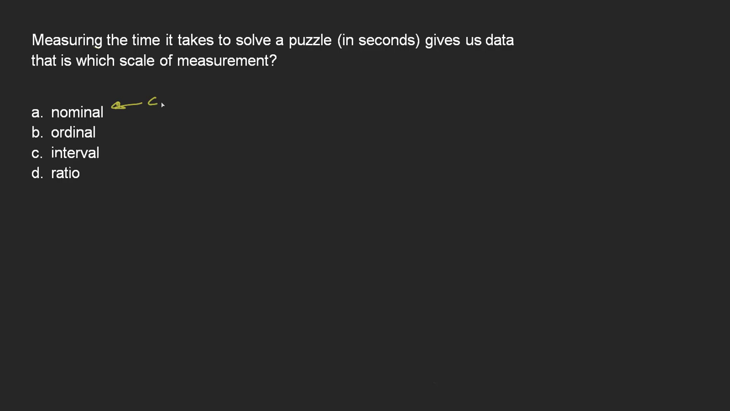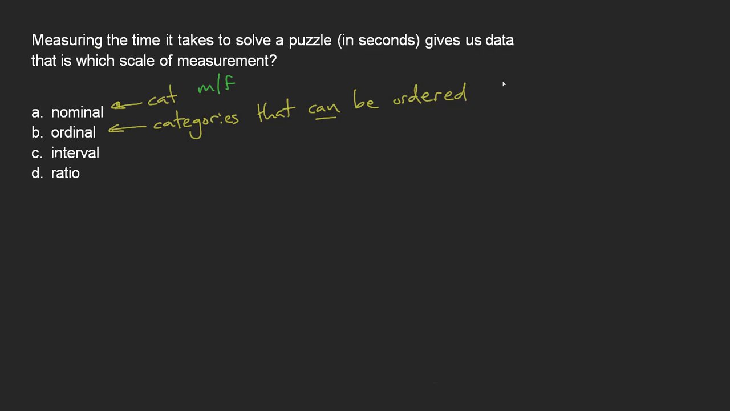Nominal is categorical data. So I'll just put "cat" for categories. Ordinal is also categories, but ordinal is categories that can be ordered. They can be put in order. So the basic difference there would be something like this. For nominal, I would be looking at male, female. These are categories that people fit into. But for ordinal, my categories would have a built-in order.